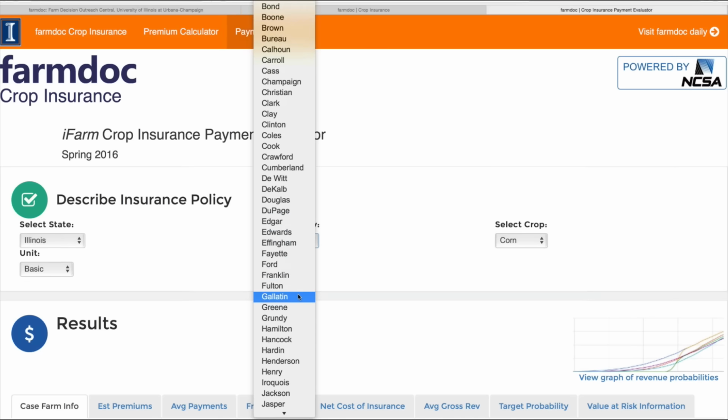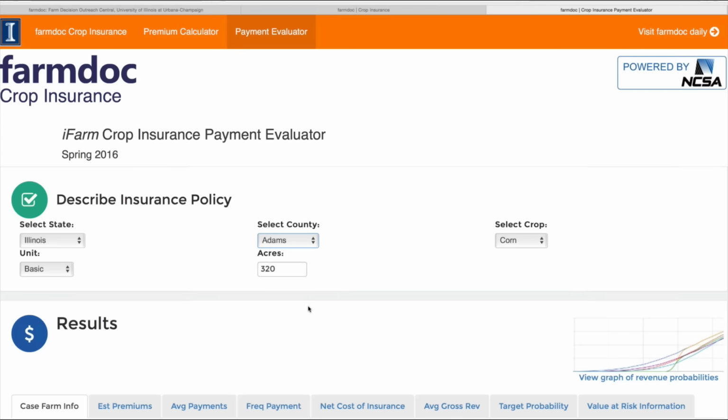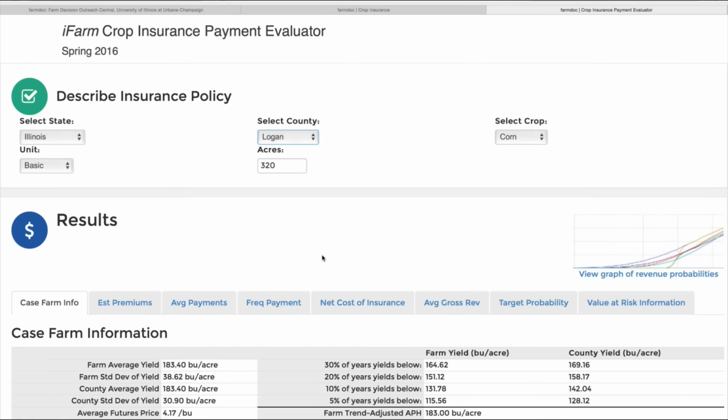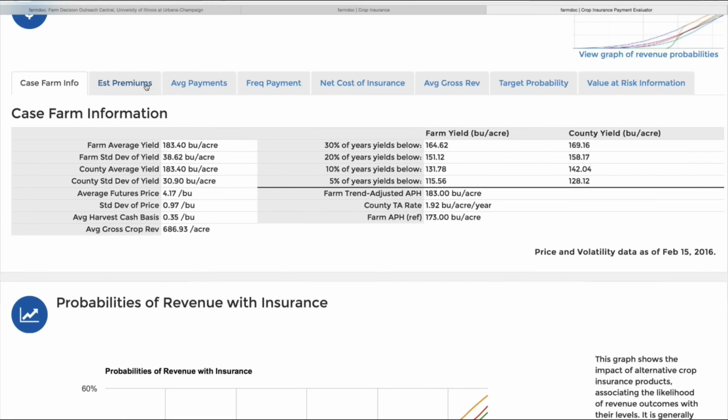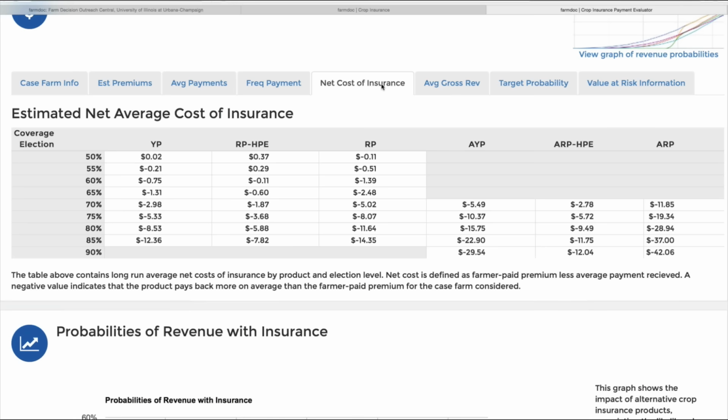And what this program does is calculates estimated payments, average payments, frequency of payments, net cost of insurance, and value at risk information for a case farm in each county for corn and soybeans. And this evaluator is available across most Midwest and Great Plains states. I'm going to look at the net cost of insurance here.